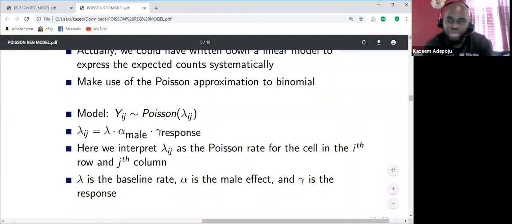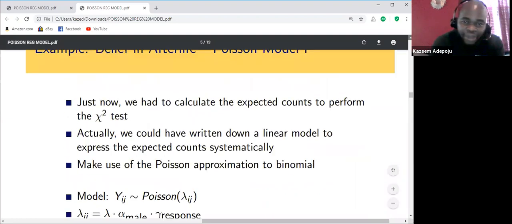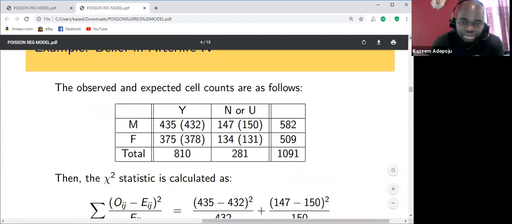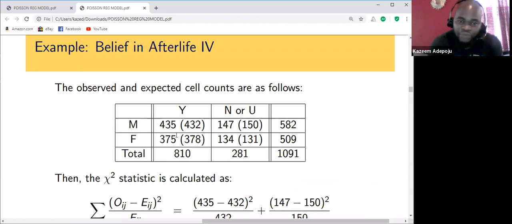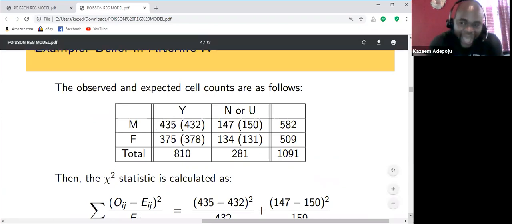I'm going to take you back into the table. Maybe we're referring to this particular cell. If you take a look at this particular cell, it falls in the ith row and jth column. I mean the row for male and the column for yes. That's what I'm trying to talk about. So we're actually going to have the lambda ij.